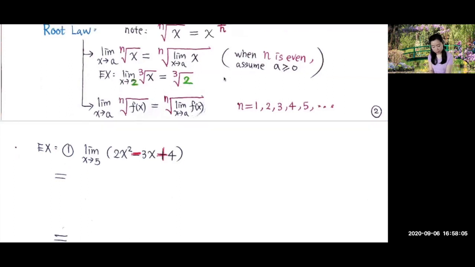So this next one here is the n-th root of this function f of x, and you try to find the limit as x approaches a. The limit of this n-th root is the n-th root of the limit, so you can bring this n-th root outside the limit. The n over here is a positive integer: 1, 2, 3, 4, 5, etc.